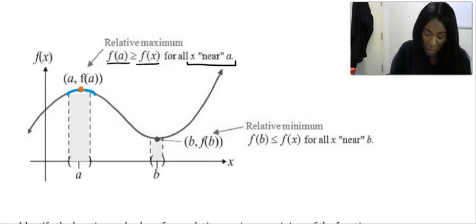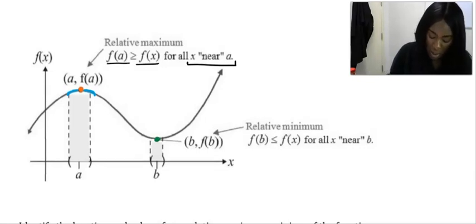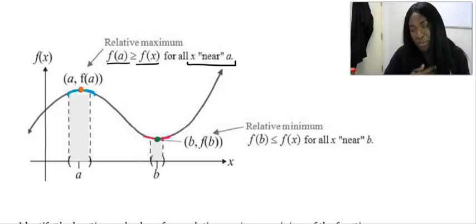On the other hand, a relative minimum, we have that going on at b. Notice that green point there at b. If I shade the points that are directly to the left of it and directly to the right of it, that green point is lower than all of those points. That is the definition of a relative minimum.